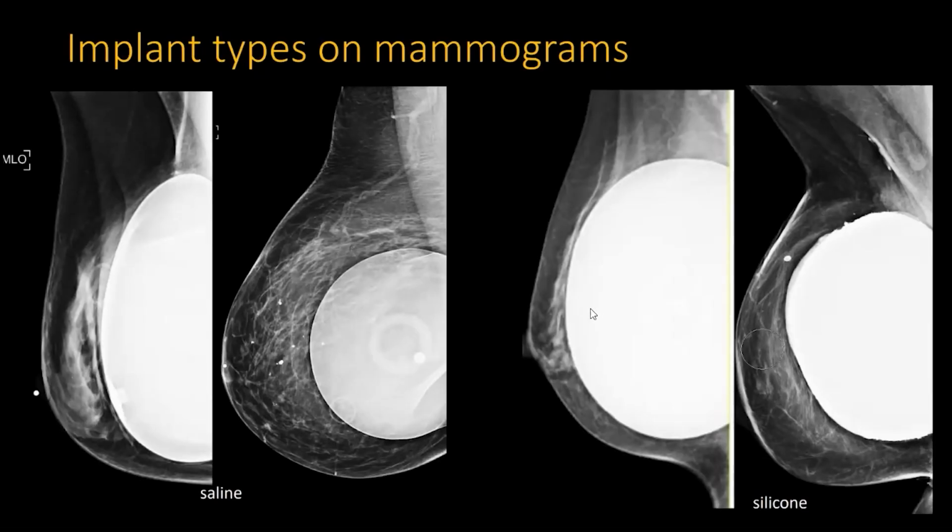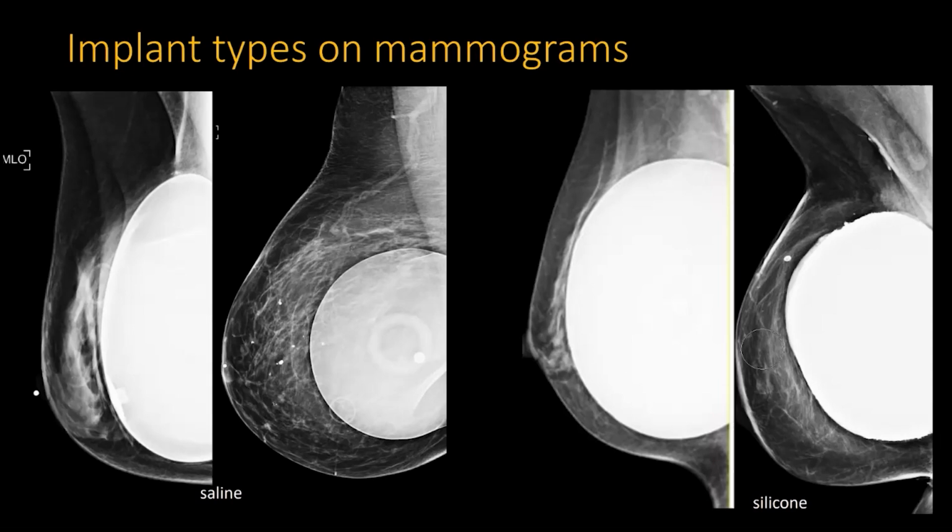mammogram. On the CC view, you cannot tell the difference, but on the MLO view, you can tell the location. That's the one we just reviewed. That's also another saline implant. They have a part over here. This implant is behind the fibroglandular tissue, before the pectoralis muscle. So this is a retroglandular saline implant.